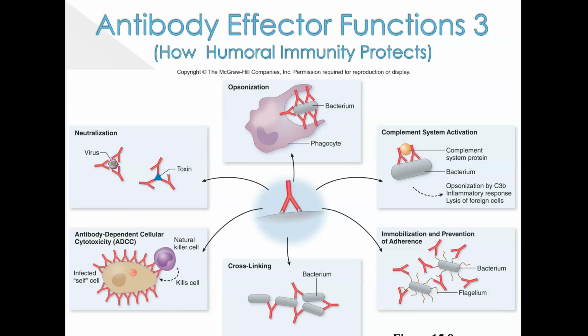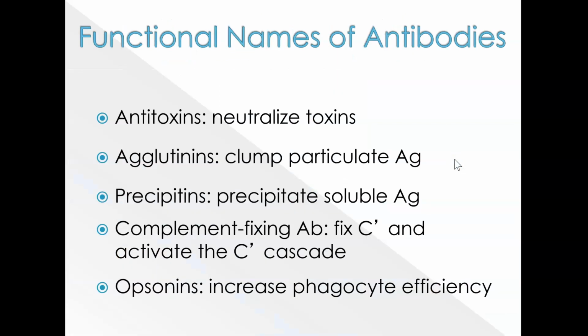So lots of ways that antibodies have downstream effects, and notice that it is overlapping with other branches of our immune system. For example, NK cells and macrophages of our innate immune system, the complement system, and so on. So we can refer to antibodies either by their heavy chain class, so IgG, IgM, IgA, etc. But we can also refer to them by what their functional ability is.